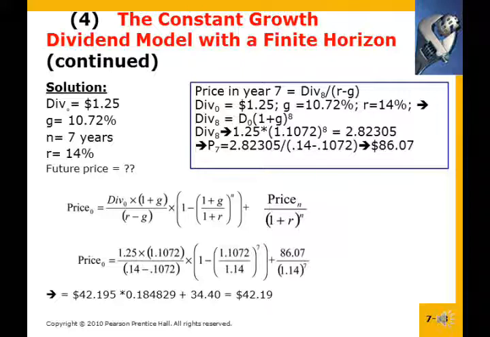You have to take 86.07 and put it in the last part of the formula, which is 86.07 divided by 1 plus R to the power n. So 86.07 divided by 1.14 all to the power 7. And then you have to calculate all these numbers, and at the end you will get the price will be equal 42.19.